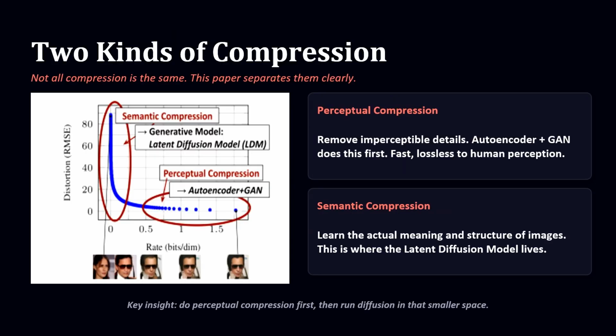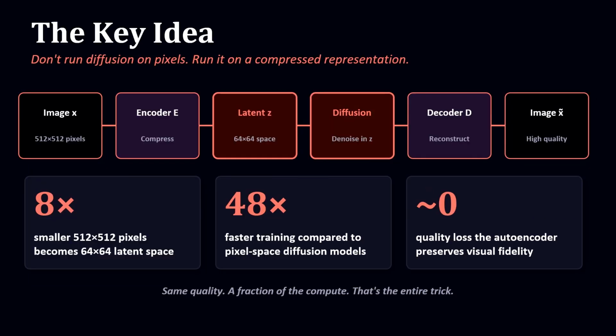So here's where it gets interesting. There are actually two kinds of compression. Perceptual compression removes details your eyes can't even see anyway. Semantic compression learns the actual meaning of the image. The insight here is: do perceptual first, then run diffusion in that smaller space. This is the whole trick.